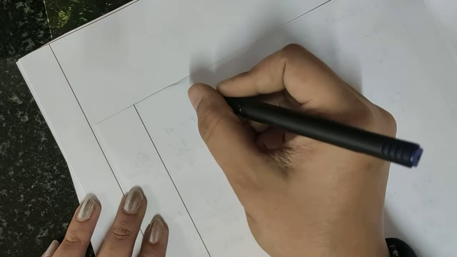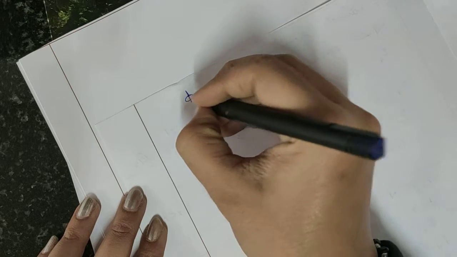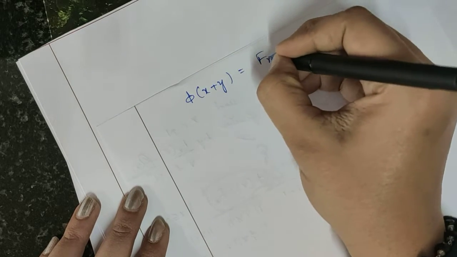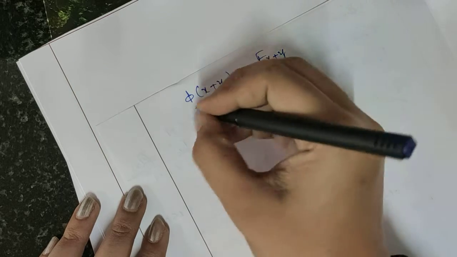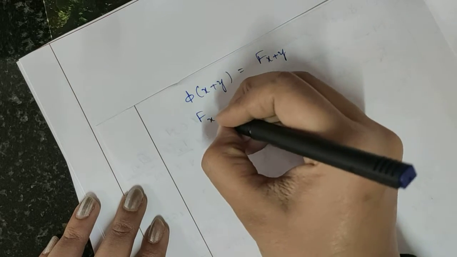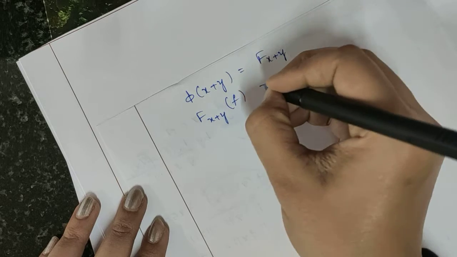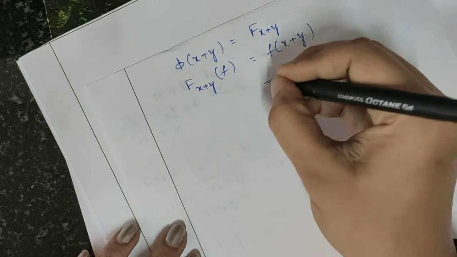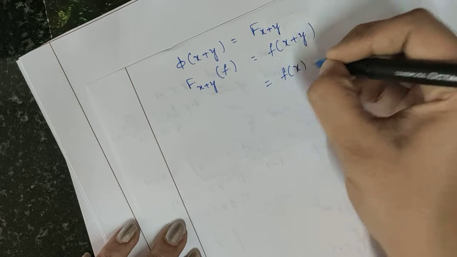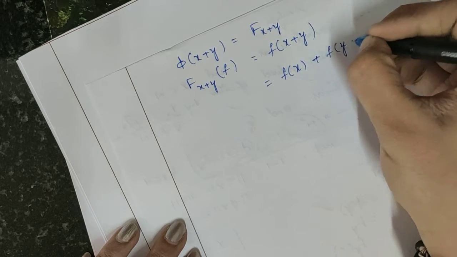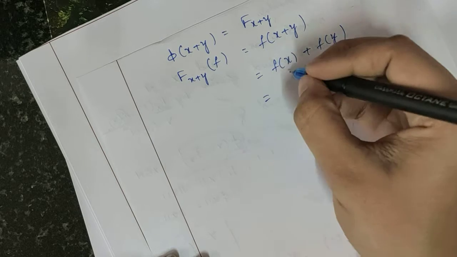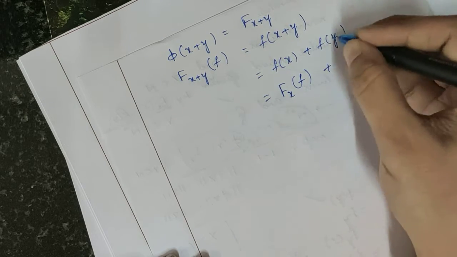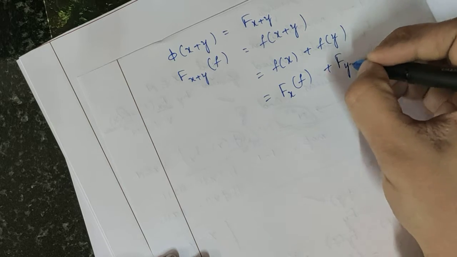So in order to prove vector addition, I can consider phi of x plus y as f_{x+y}. So f_{x+y} of f can be rewritten as f of x plus y. Since f is linear, this can be rewritten as f of x plus f of y. And we know that f of x is nothing but f_x of f, and f of y is nothing but f_y of f.